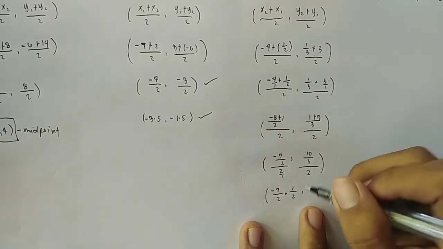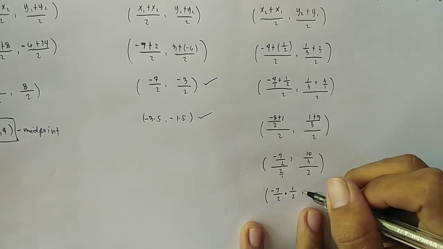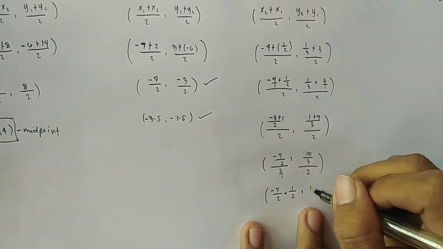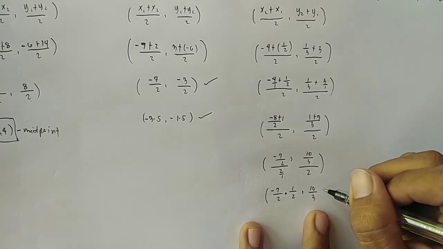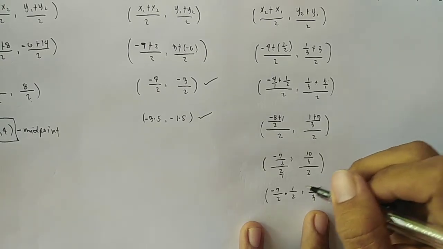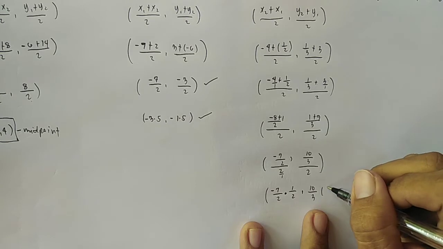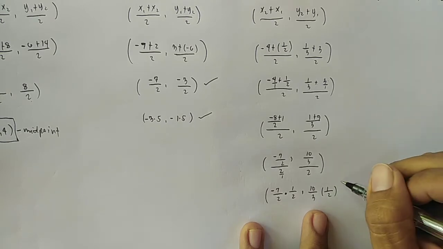Next, the same thing that we are going to do for the second values, or this other side. We have 10 over 3. Then multiply that one to the denominator's reciprocal, that is 1 half.